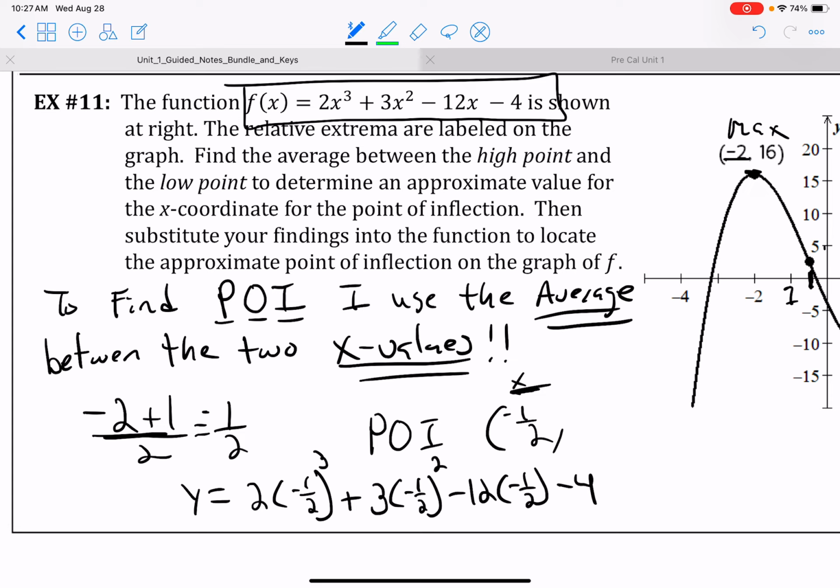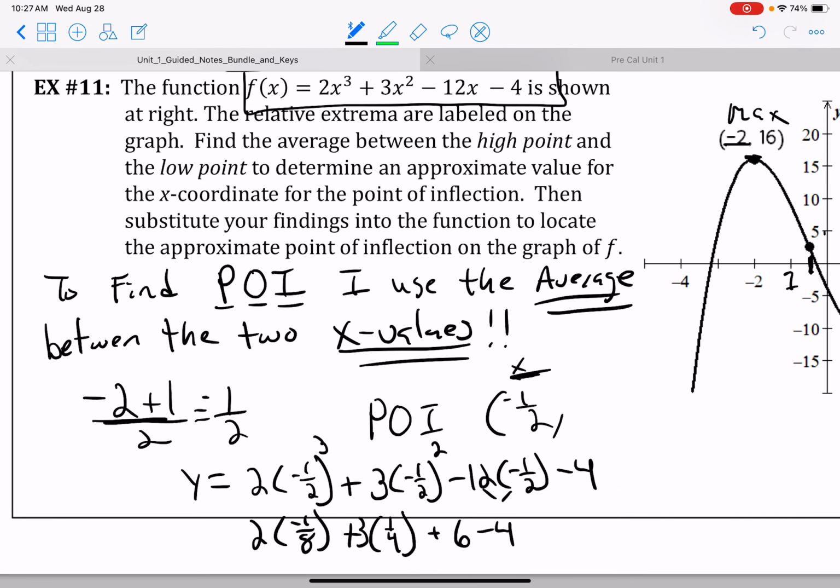Hopefully you paused and you tried to do that. Negative 1/2 to the third power is negative 1/8 plus. We have 3 times negative 1/2 to the second power, which is 1/4, minus 12 times negative 1/2, which is actually, let me undo that. Negative 12 times negative 1/2, which is 6. Because this is a negative 12 times negative 1/2, minus 4.